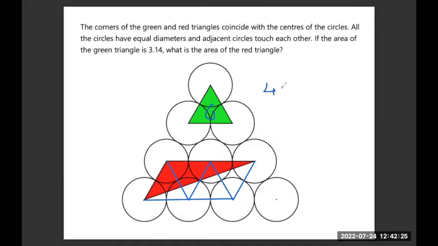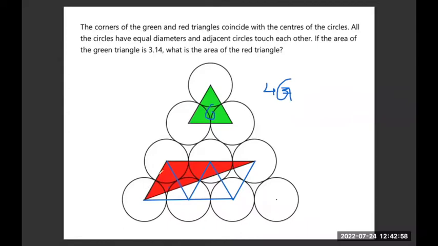Now this whole parallelogram is made up of 4 triangles of green color. When I look at the diagonal, it always divides a parallelogram into 2 halves. The half of it, the red part, will comprise 2 of these green triangles, because 4 green triangles are here, and half of that will be 2.